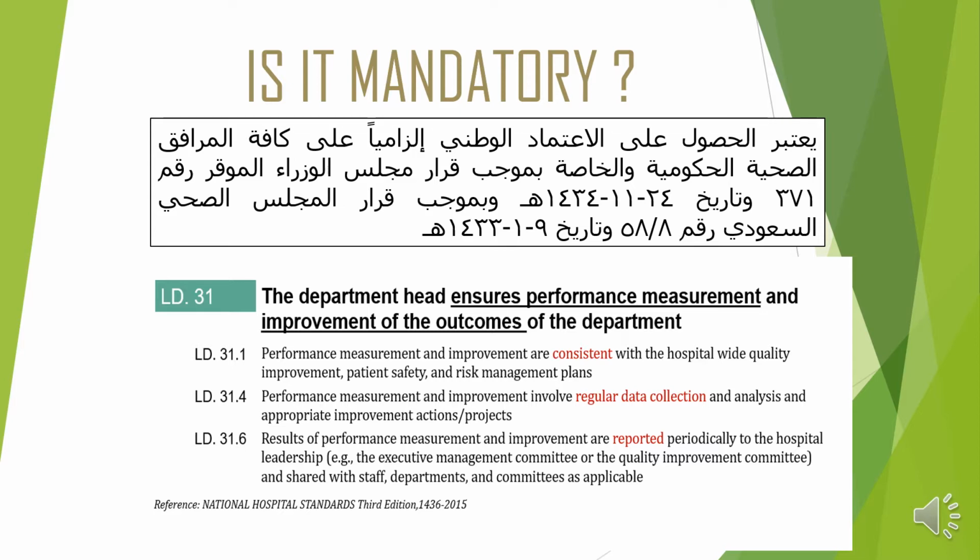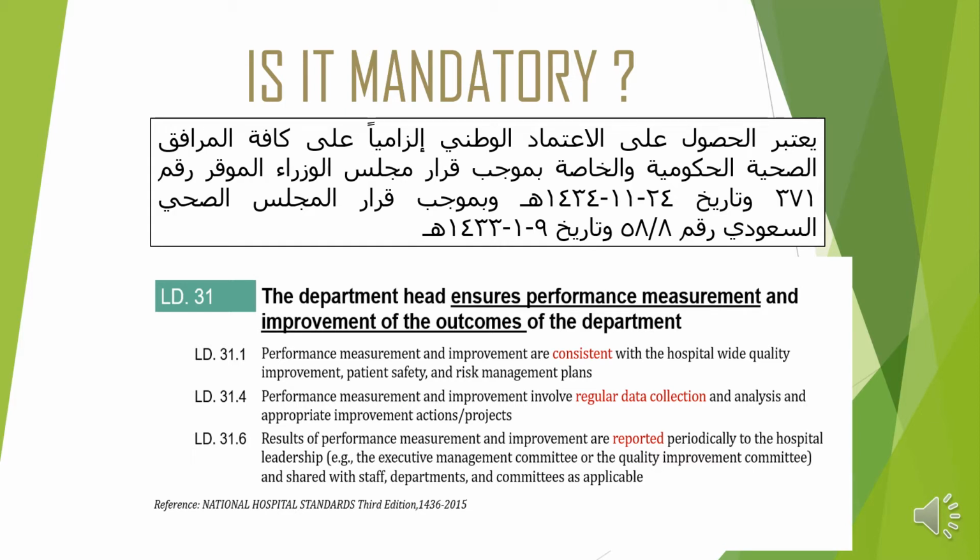For example, Leadership 31: the department head ensures performance measurement and improvement of the outcome of the department. How will he do this? Performance measurement and improvement are consistent with the hospital-wide quality improvement, patient safety and risk management plan. He will do it according to the models of quality or improvement methodology, consistent with the continuous quality improvement program, safety program, or risk management program, and even the scope of service and strategic plan.